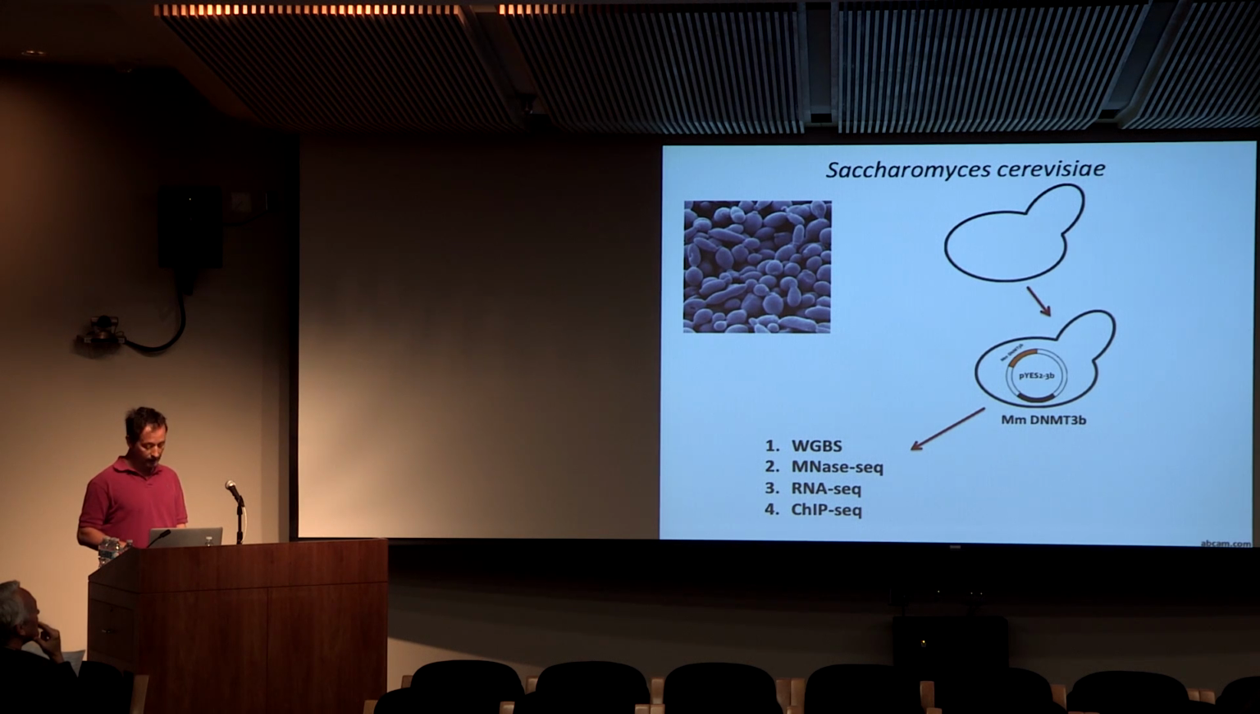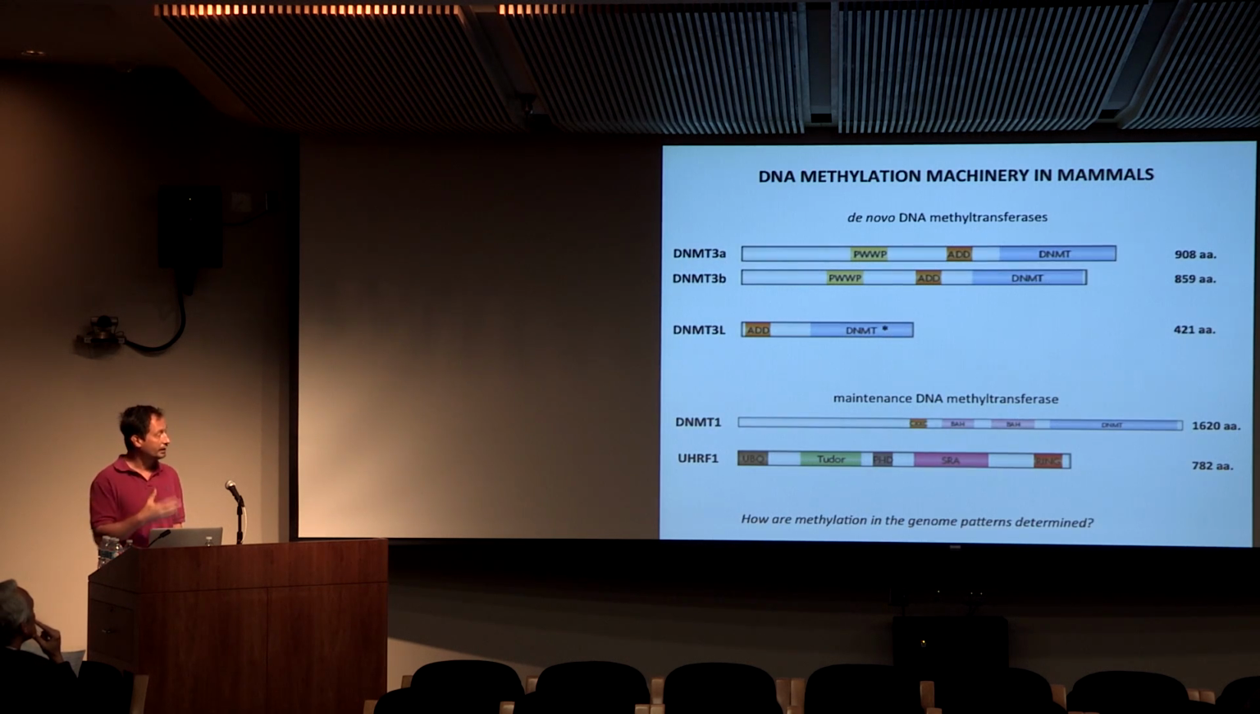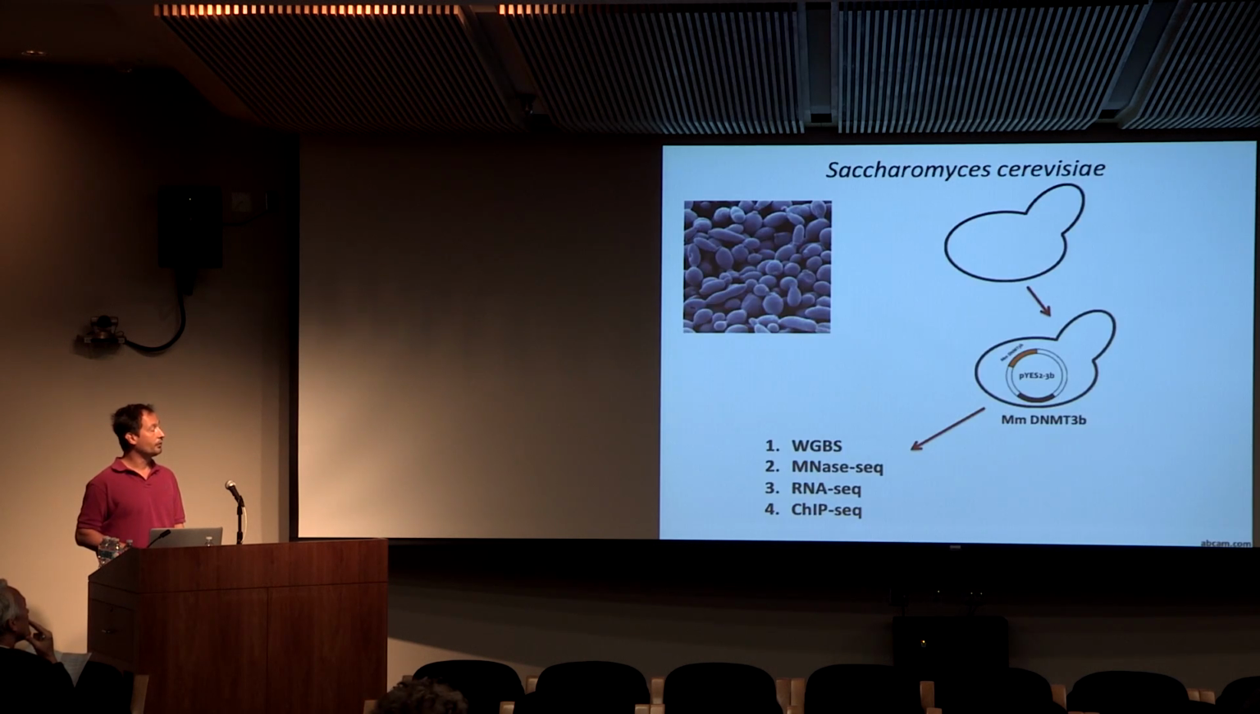One of the questions we ask is, given that there are these DNA methyltransferases, how do they determine the patterns of DNA methylation that we see on the genomes? One way to address that question is to add these enzymes to organisms that don't have any DNA methylation. Basically, you treat this as naked DNA, you add the methyltransferase, and you ask, where is the methylation placed? Of course, it's not naked DNA. So in this case, we look at Saccharomyces cerevisiae, which doesn't have endogenous DNA methylation, but does have all the endogenous chromatin structure.